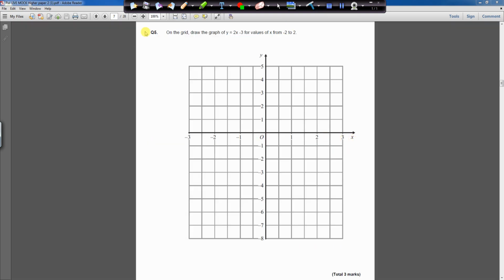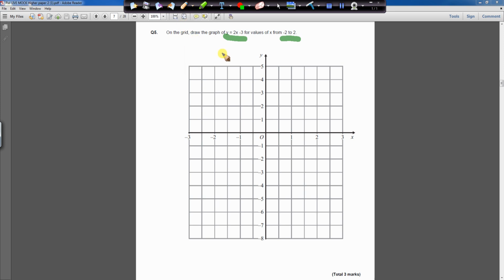Okay, Bismillah. Question number 5. On the grid, draw the graph of y equals 2x minus 3. Okay, that's the graph we've got to draw, from the values of minus 2 to 2.